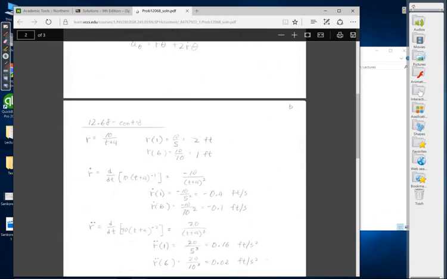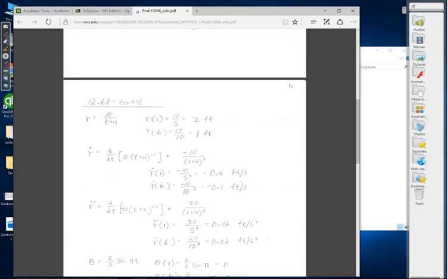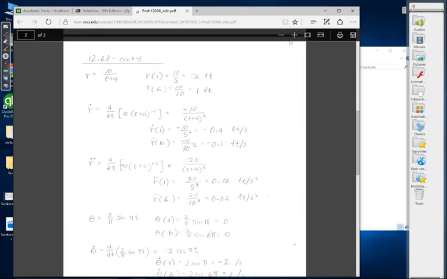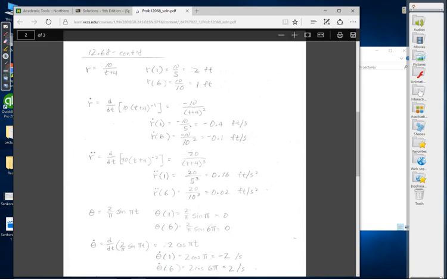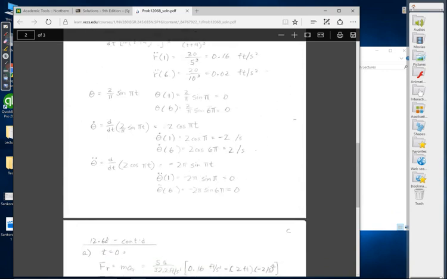All right, so you start with r. We need r at 1 second and 6 seconds, so you just plug in your values. That gives you 2 feet and 1 foot, respectively. Then you're going to take the first derivative. That gives you -10 over the quantity t plus 4 squared. Work that out for 1 and 6 seconds. Then you do r double dot, the second derivative, and do the same thing. Then you go on to theta: take the first derivative, take the second derivative, and find your quantities at 1 second and 6 seconds.